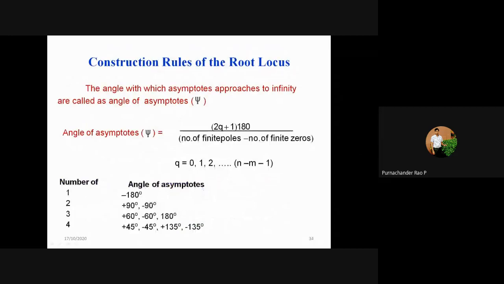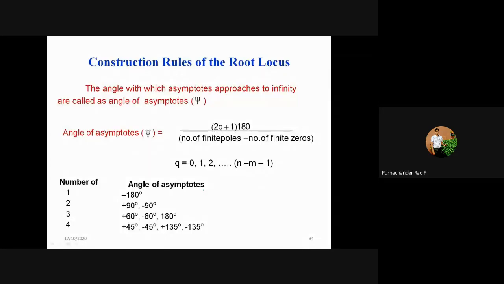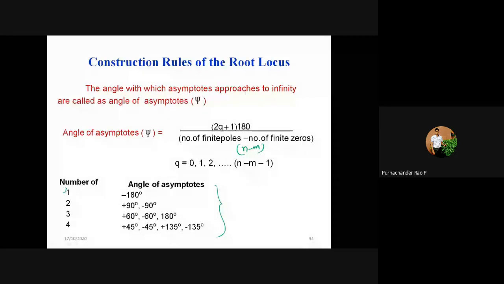Then, the angles with which the asymptotes approach infinity are called the angles of asymptotes. This is given by the formula (2q plus 1) times 180 degrees divided by the number of finite poles minus zeros, so the denominator is again n minus m. These are some sample angles of asymptotes. If only one asymptote is there, that means n minus m is equal to 1, then the angle of asymptote is 180 degrees.